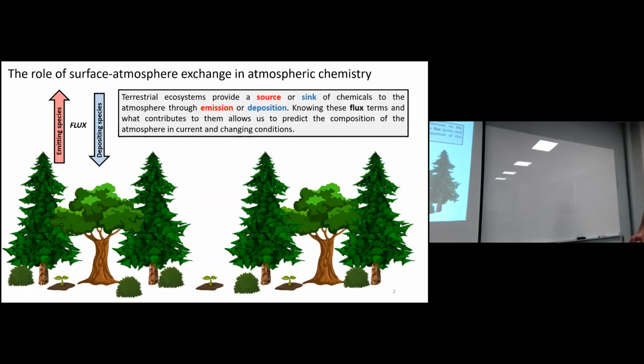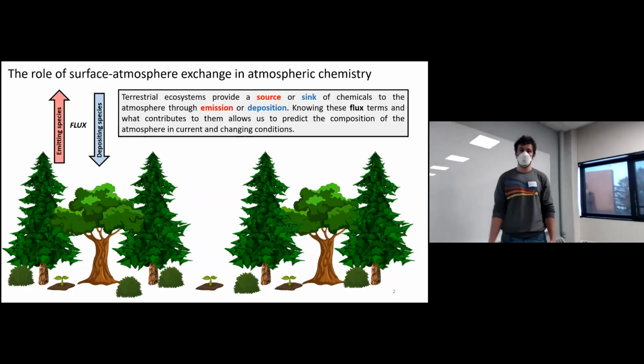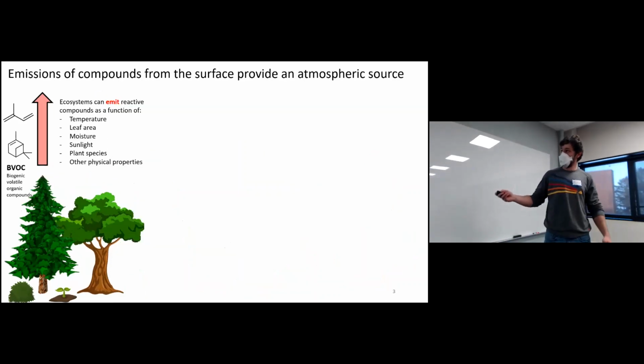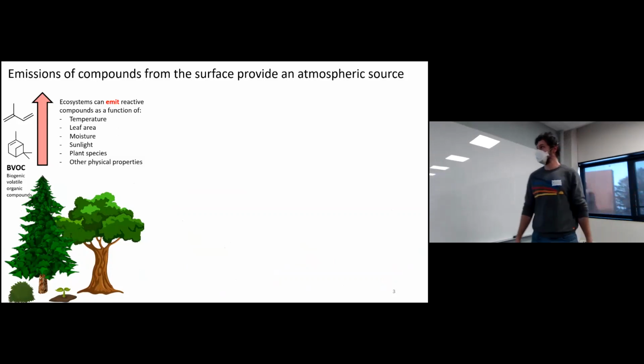So what I'm going to be discussing is the surface atmosphere exchange of compounds attributed to atmospheric chemistry. Terrestrial ecosystems, forests, can provide a source or sink of chemicals to the atmosphere through a process of emission or deposition, so flux. Knowing these flux terms and what contributes to them allows us to make predictions of atmospheric chemistry. So just breaking down the different things that contribute to global concentrations of species.